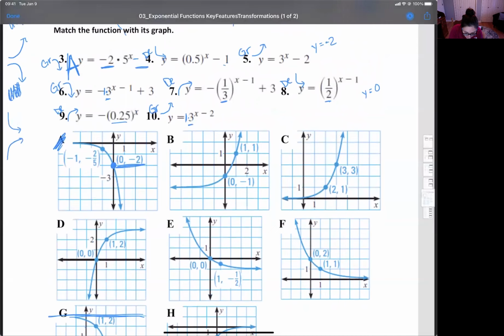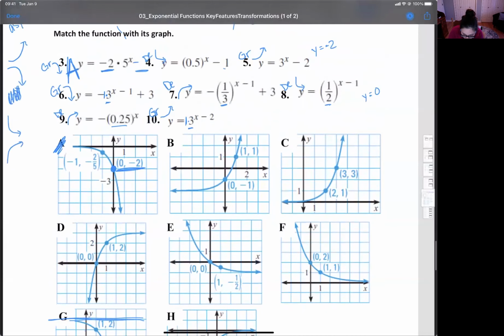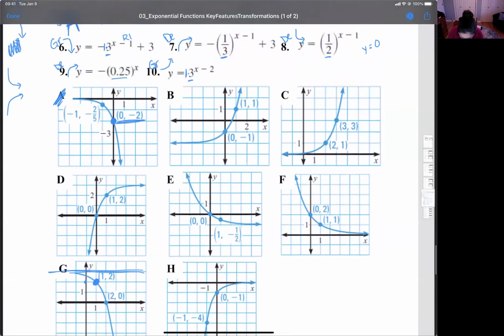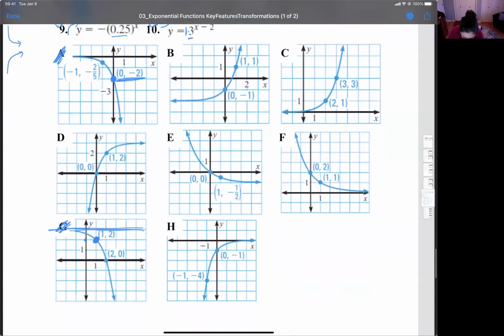And then my key point would have been at -1, but I shifted up 3 and to the right 1. So instead, how I want you to think of this is I should be 1 below the asymptote, and then I moved to the right 1. So go 1 below the asymptote and then move to the right 1. That's our key point. So 1, 2. So 6 matches with G. Okay, so G is done now too.